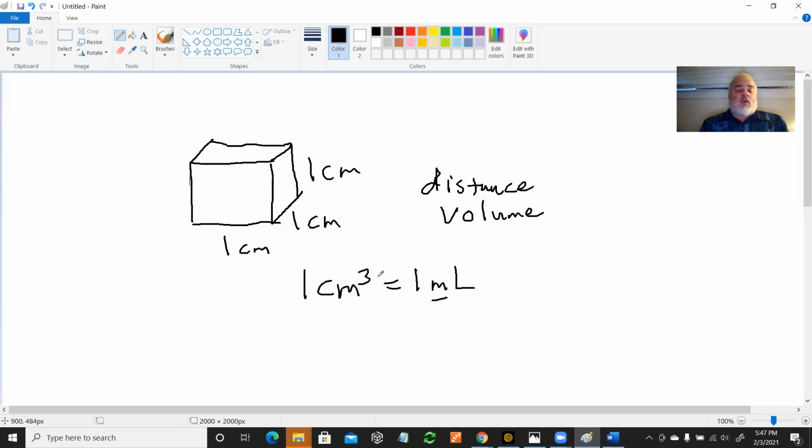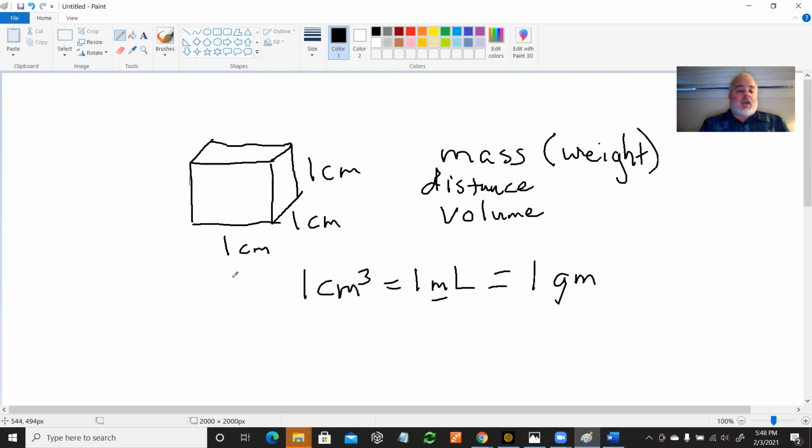And what if I were to take a measure of that, put it on a balance or scale and measure that? That would be the same as 1 gram. I've got to get used to this pen. 1 gram. So now I have a measure of mass, which isn't the same as weight. We'll get into that later.